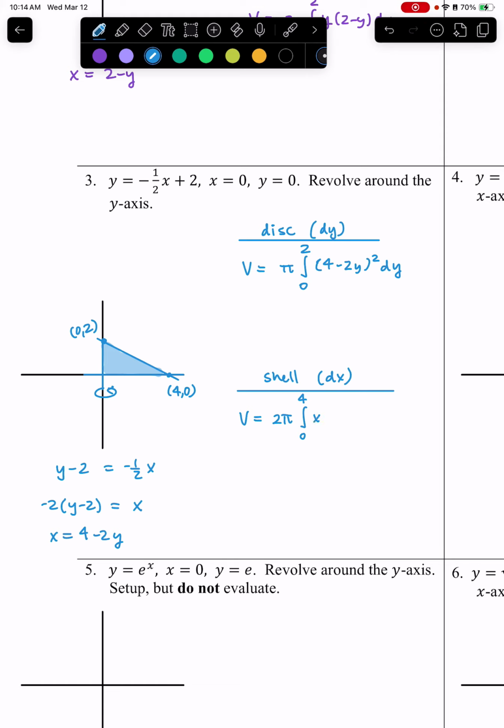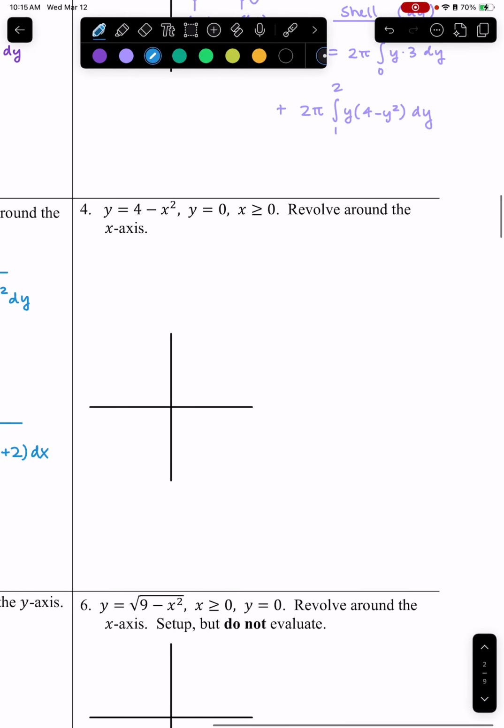And our height is going to be the height of our cylinders, which is just going to be our y value, which is given to us already in terms of x. So that's just our negative 1/2 x plus 2 dx. Lovely. All right, next one, we've got y equals 4 minus x squared.